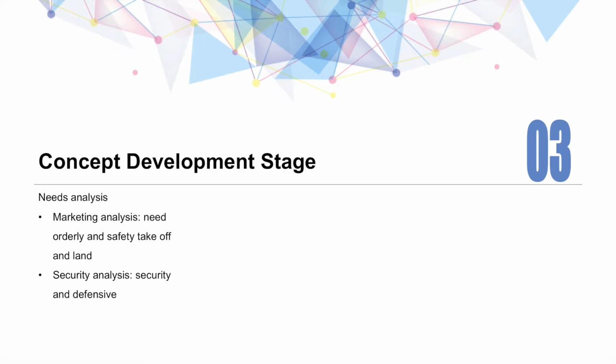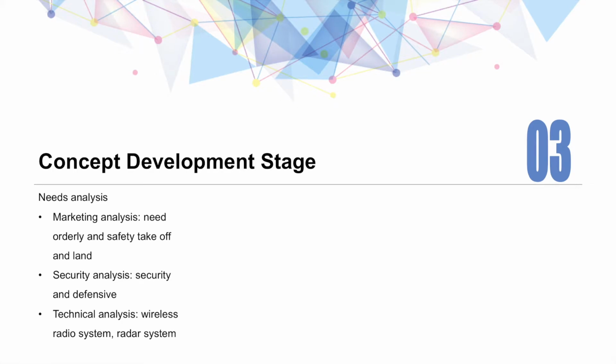Second is the security analysis. With the increasing terrorist attacks related to aviation activities in recent years, we need air traffic control to play the role of security and defense. So if the air traffic control system detects some abnormal aircraft activities in their airspace, they can contact the government or military as soon as possible. Finally is the technical needs.